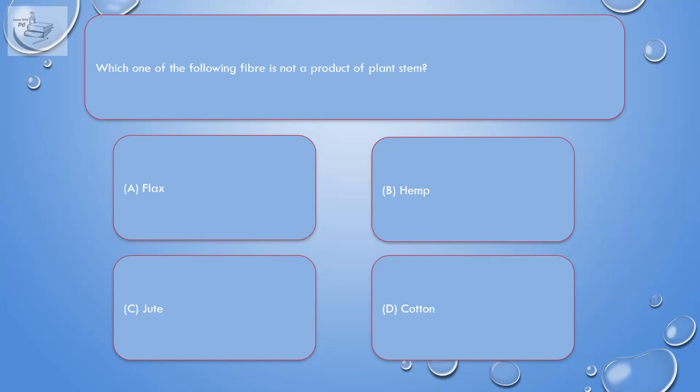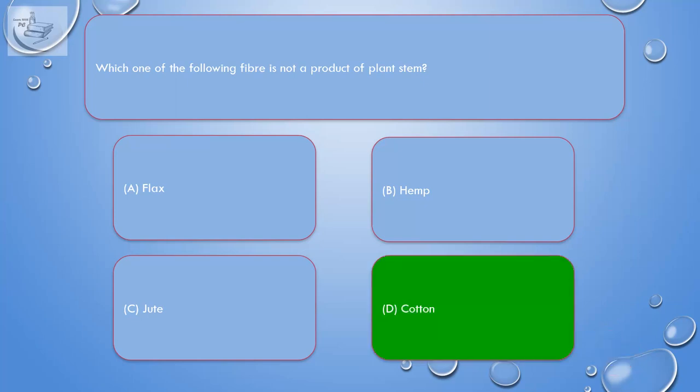Question: which one of the following fiber is not a product of plant stem? A. Flax. B. Hemp. C. Jute. D. Cotton. Correct answer is D. Cotton.